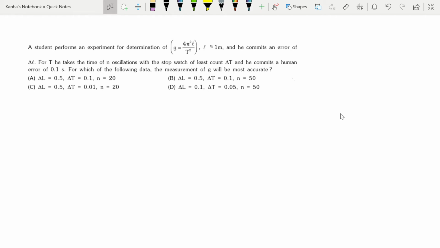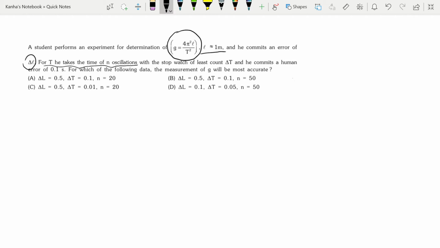A student performs an experiment for the determination of g, and he commits an error of delta L. Okay, so we are supposed to find g, which is given by this formula. L is given to you, and error of delta L is given to you. For t he takes the time of n oscillations. Sometimes in the JEE paper or NEET paper or any paper that you are appearing for, there will be some grammatical error, so it will be hard for you to understand what the paper is trying to say, but the most logical thing that you can make out of it is what you should go forward with. So it says for t he takes the time of n oscillations.